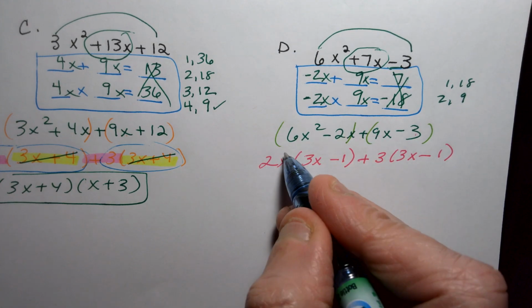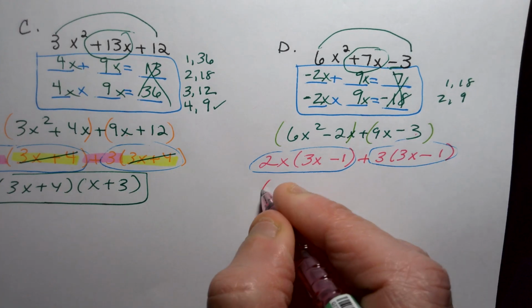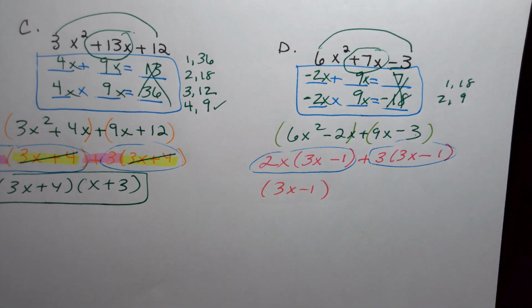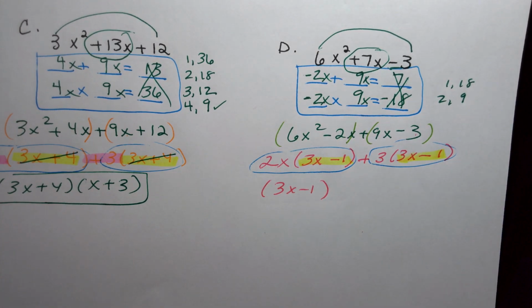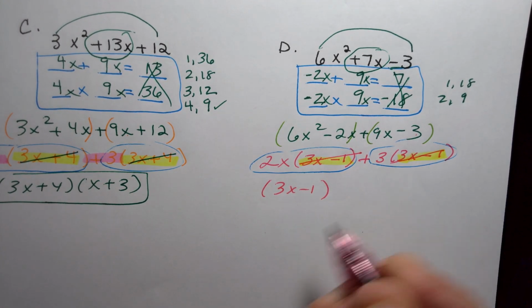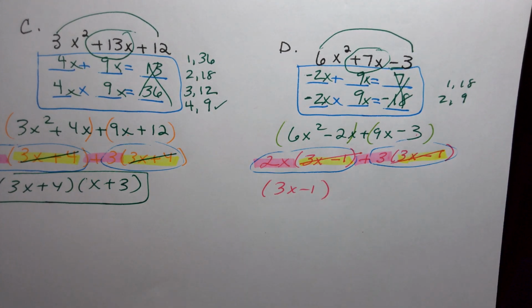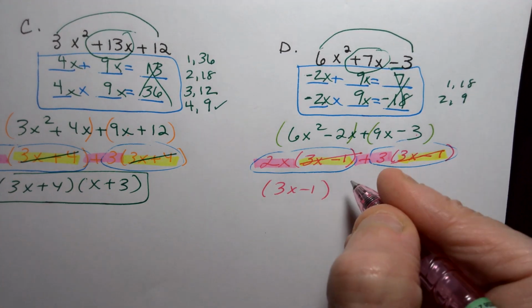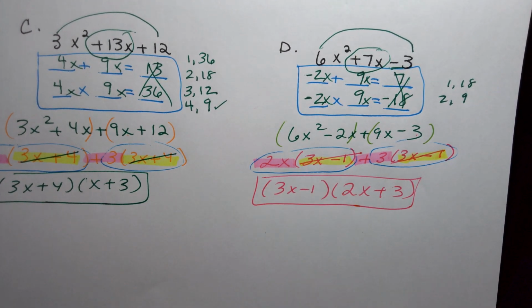I notice my two big terms here. And so I take the 3x minus 1 out front, because we notice they're the same. Now I see what's left, 2x plus 3. So, lots of repetition, but hopefully that helped, and as we kept repeating, something there clicked.